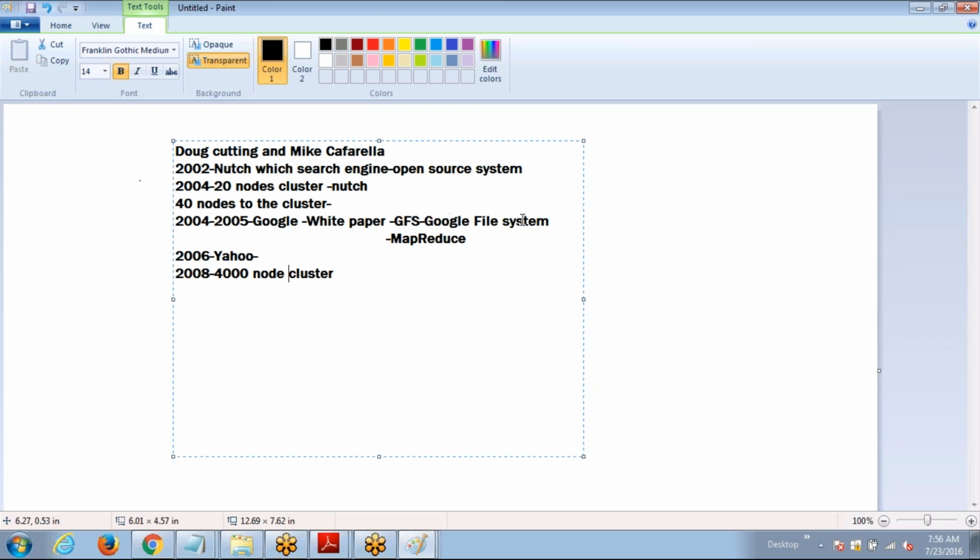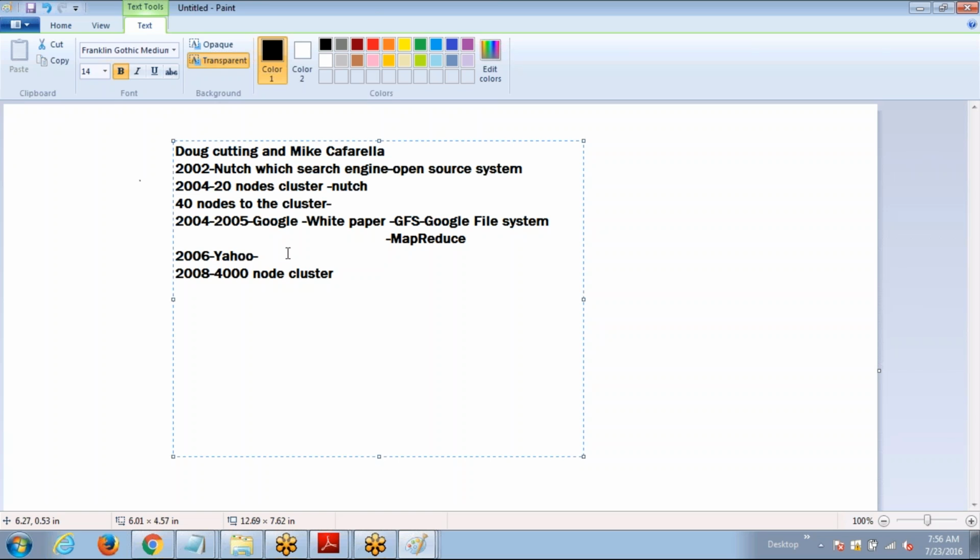Using the Google File System, they can store the data. Using MapReduce, they can process the data. This is the whole concept behind GFS and MapReduce. So again, Doug Cutting and Mike Cafarella started working on that, and they were able to succeed with the 40 node cluster. At the same time, Yahoo approached them, and they had a meeting.